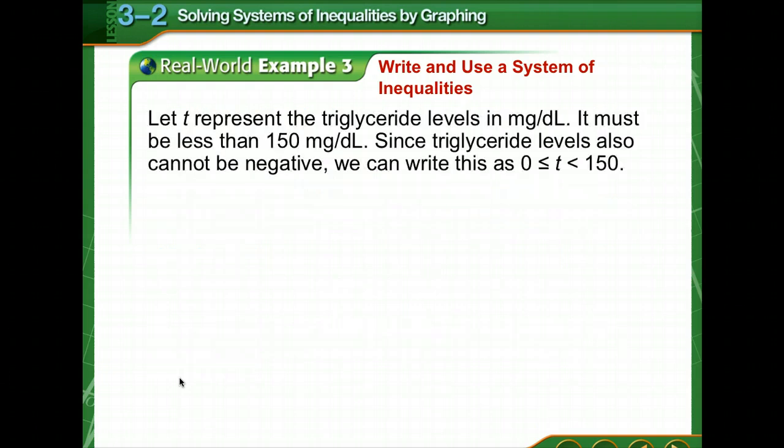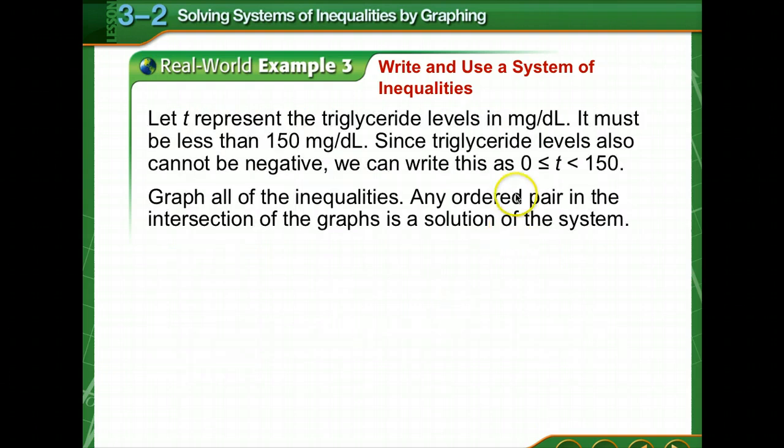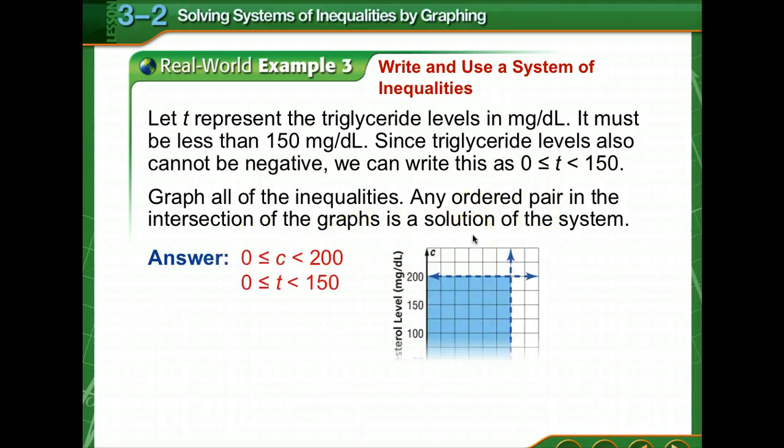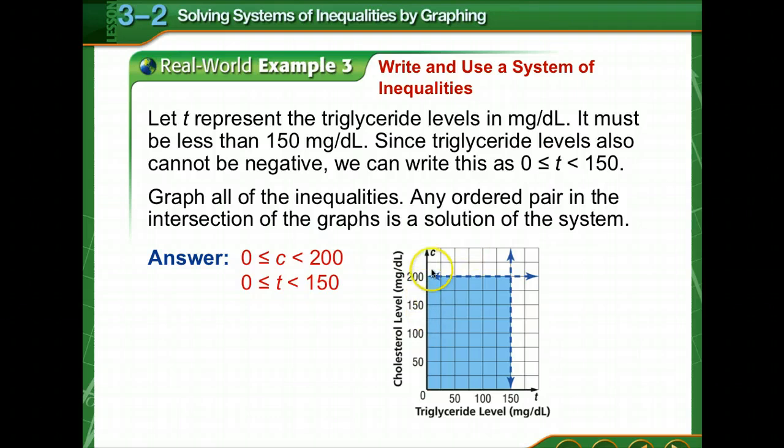Now the triglyceride levels, we're going to write as between 0 and 150. Now we're going to graph these two inequalities, and any ordered pair in the intersection of the graphs is a solution of the system. So here we have cholesterol, a dashed line because it's not equal to 200, it's below 200. So 0 to 200. Triglycerides, 0 to 150. This is the area that satisfies both of these inequalities.